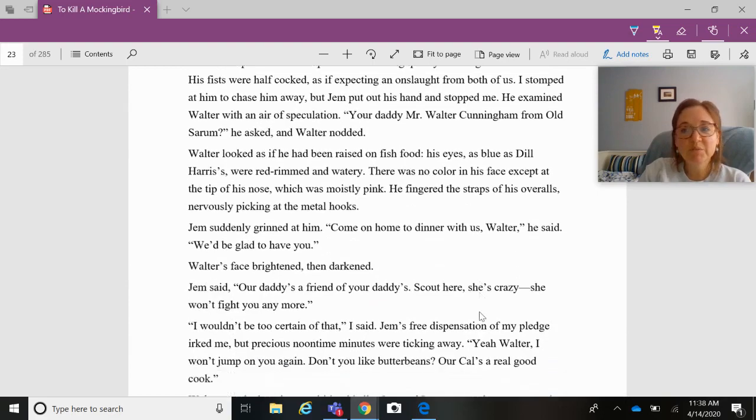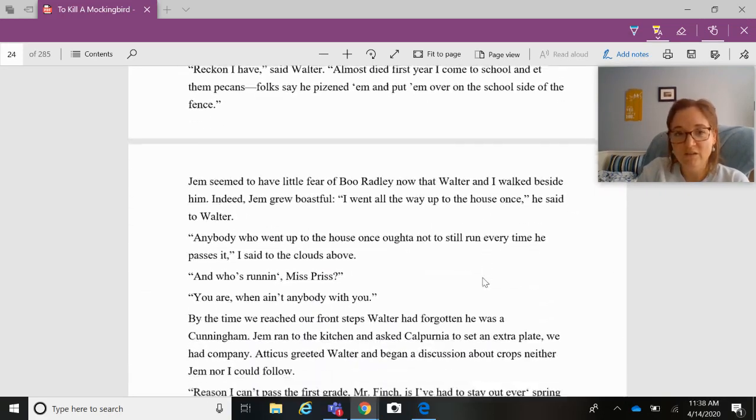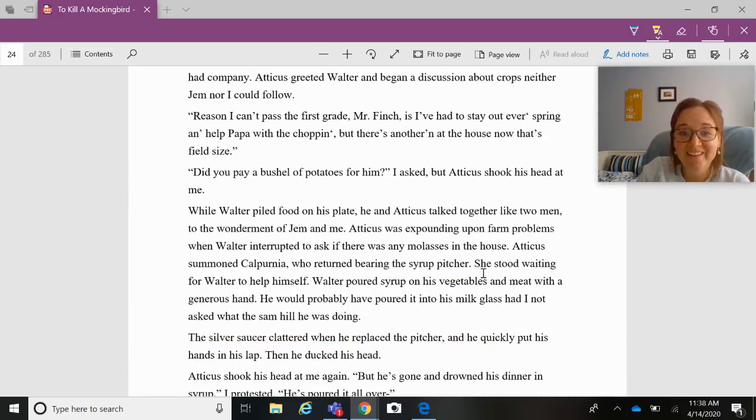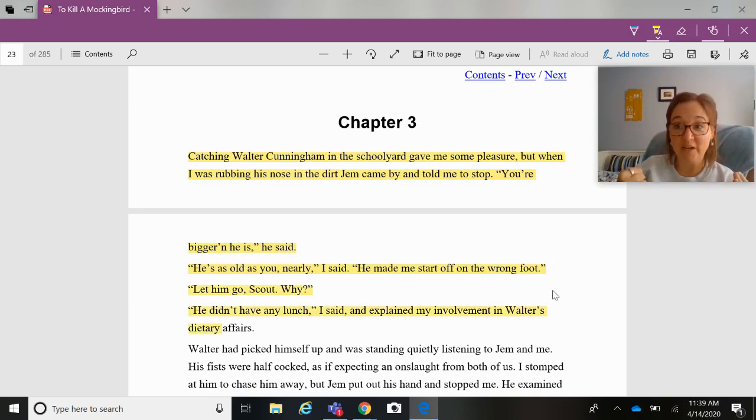So Scout completely blames Walter Cunningham for what has happened because she doesn't understand it any better than Miss Caroline does. And so, first of all, I didn't highlight this part, but she literally catches him in the schoolyard and starts beating him up, just starts pummeling him. And Jem has to pull her off and say, knock it off, ask her what happened. And Jem, ever the gentleman, asks Walter to come to lunch with them.